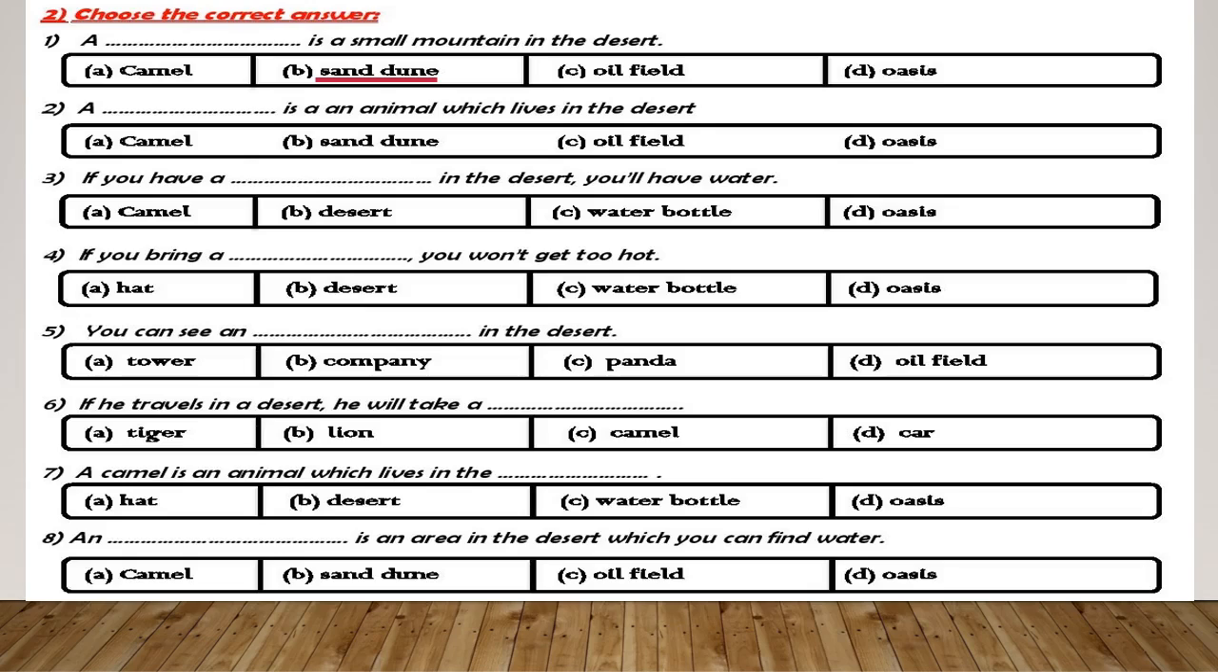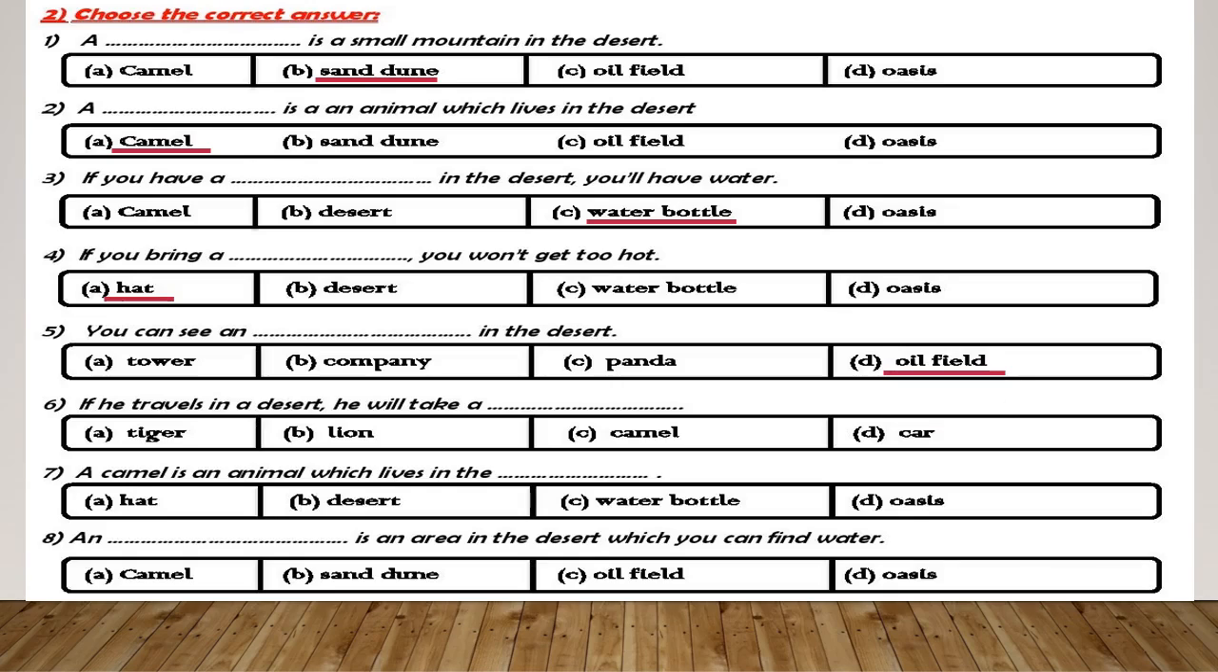Number 2. A blank is an animal which lives in the desert. What is the animal which lives in the desert? Yes, a camel. Number 3. If you have a blank in the desert, you will have water. You will have water if you have a water bottle. Number 4. If you bring a blank, you won't get too hot. If you bring a hat. Number 5. You can see a blank in the desert. You can see an oil field.